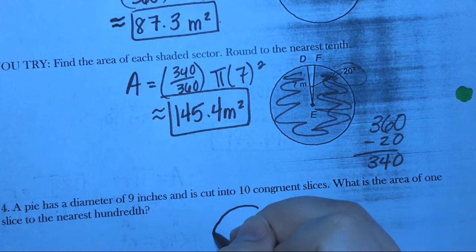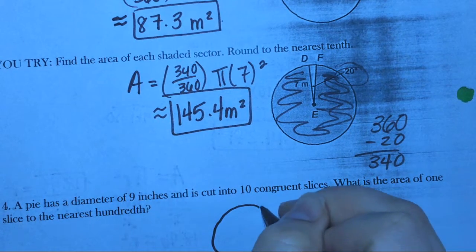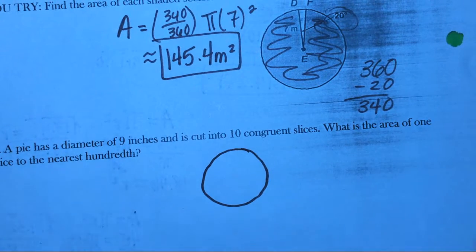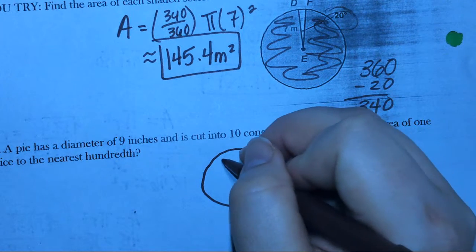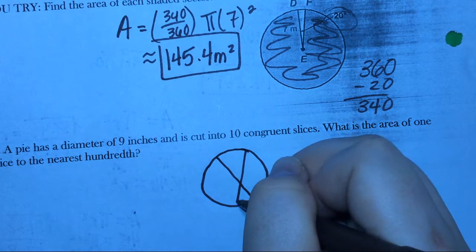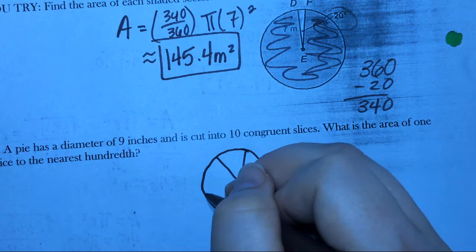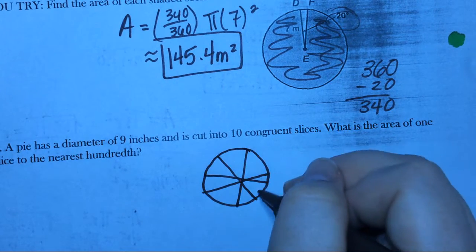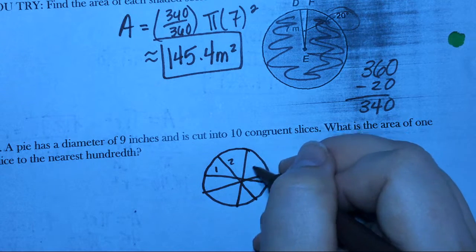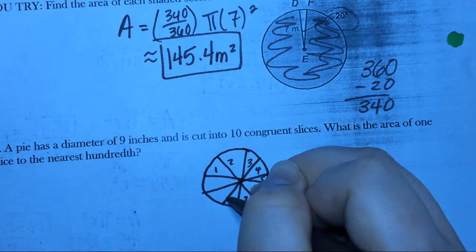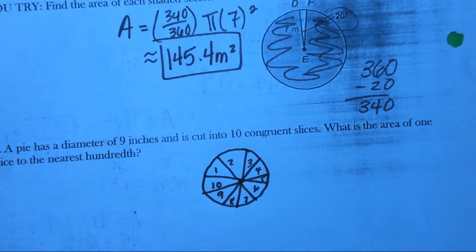First thing I would do is draw my own picture. So something about there's a pie, and it's cut into 10 congruent slices, so I'm going to do my best. There's 2 slices. 4. That's not congruent. 1, 2, 3, 4, 5, 6. 1, 2, 3, 4. 1, 2, 3, 4, 5, 6, 7, 8, 9, 10. Mine are not congruent, but hey, this is not art class.